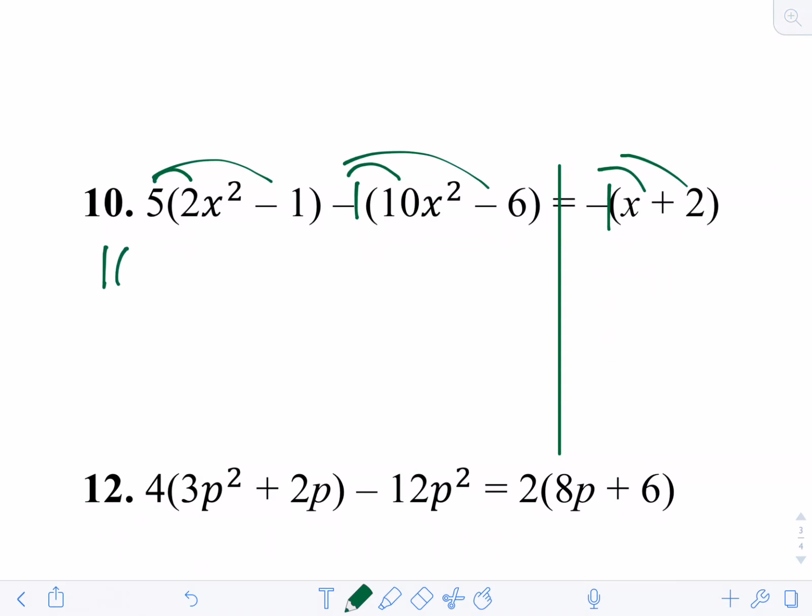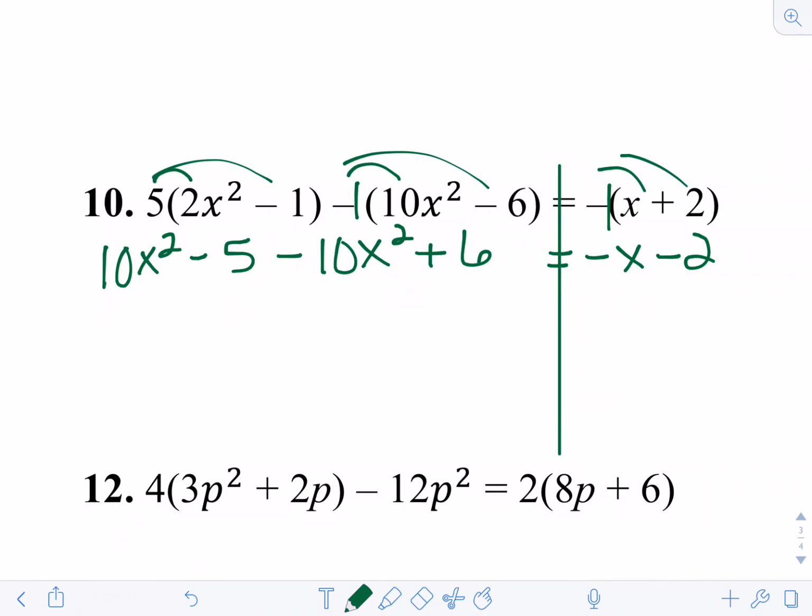5 times 2 is 10, so we have 10x squared. 5 times -1 is -5. -1 times 10 is -10x squared. -1 times -6 is a positive 6. -1 times x is -x, and -1 times 2 is -2.